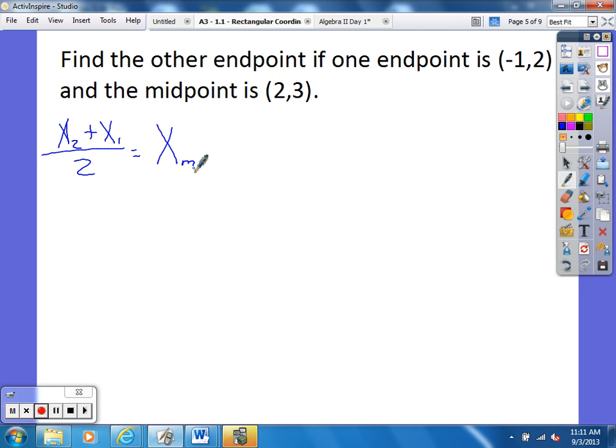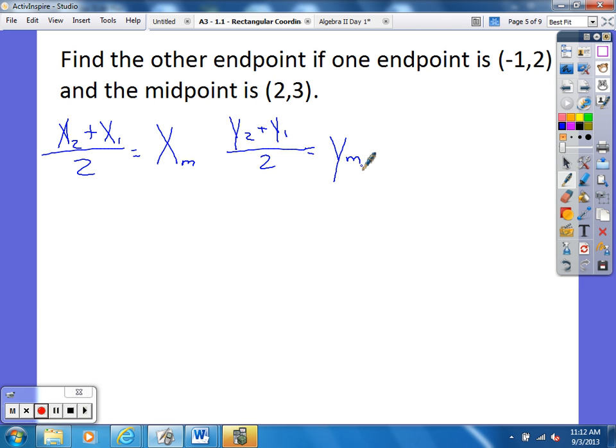Now that I've given you that formula, Ian, how would I find the y part? y2 plus y1 equals? Yeah, ym. So again, I'm going to use that. Now, all I did was I took the midpoint formula and I separated it into 2 parts, right?